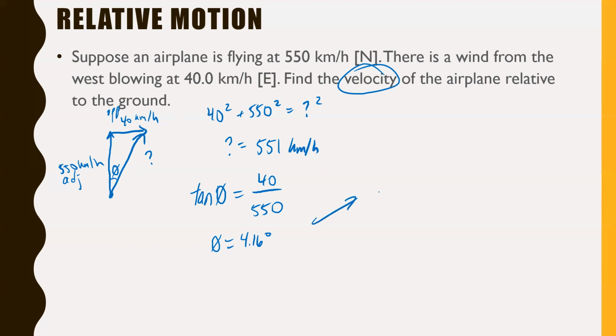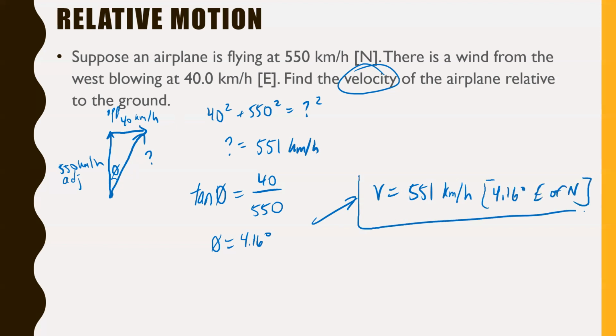Anyway, throw all this together just so we have it as a nice answer. V equals 551 kilometers per hour, 4.16 degrees east of north. Really important that we get that east of north in the right order, right? North of east is not the same thing. This went north and then it went east. If you drew this a different way, you might have a north of east thing.